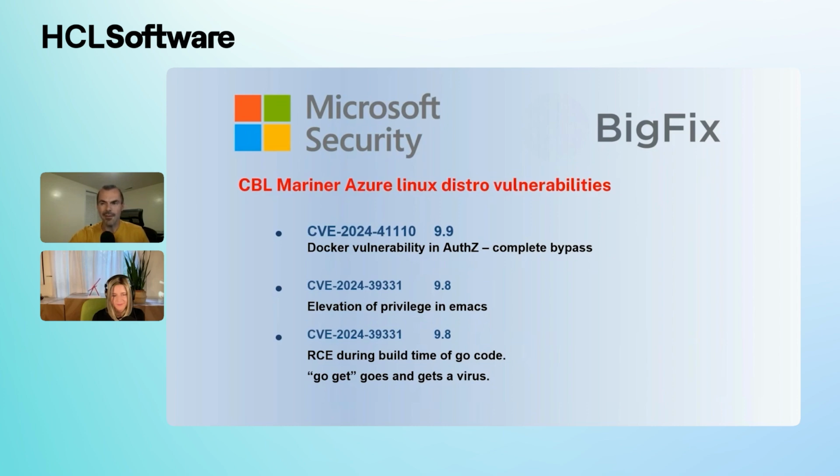And then one that's even worse, I really hate this one. In Go, there is a vulnerability where during build time, a malicious package can just do whatever it wants. It can call executables, it can do anything. So if you use the go get command, which is the thing that just goes and grabs plugins or whatever you want to do in Go, it just goes and gets a virus for you. It'll just do whatever it wants.